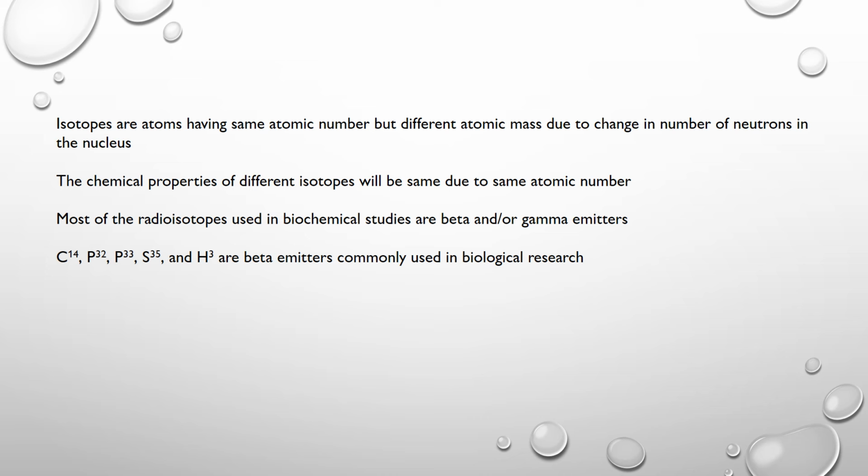C14 is used in carbon dating for determining the age of a material. P32 and P33 are used in molecular biology work, especially in DNA work. S35 is also used in DNA work for DNA sequencing. Tritium is used in biological function assays.